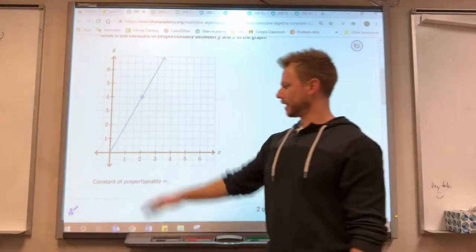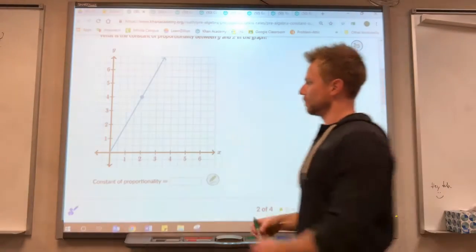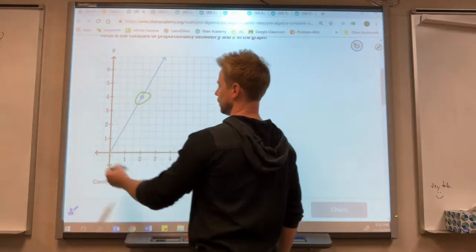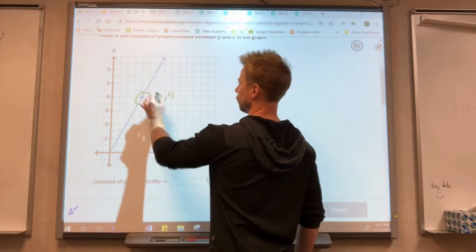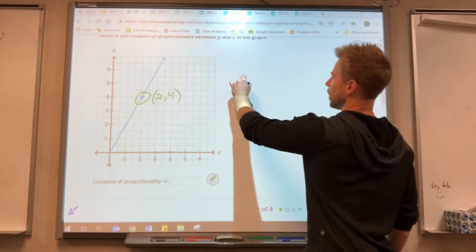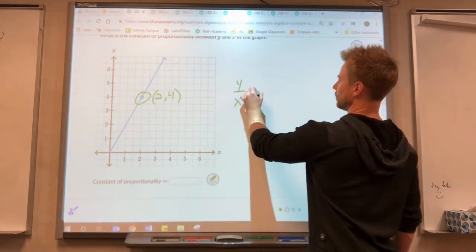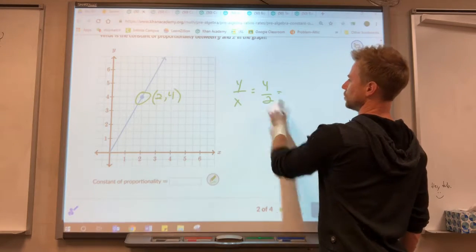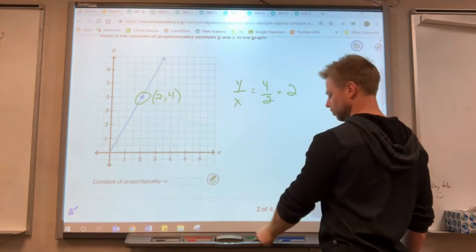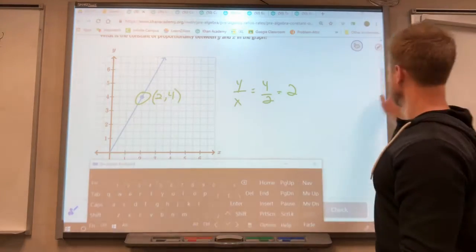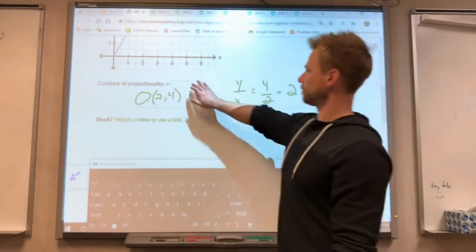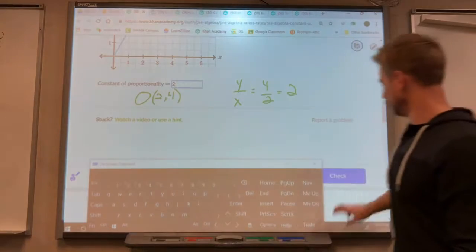All right, here we're finding the constant of proportionality again. This time they give us the point. It is at 2, 4. Again, we do y divided by x. So 4 divided by 2, which turns out to be 2. So the constant of proportionality is simply just 2.